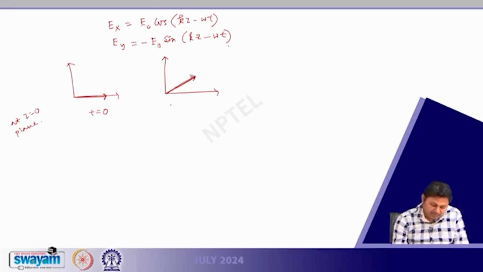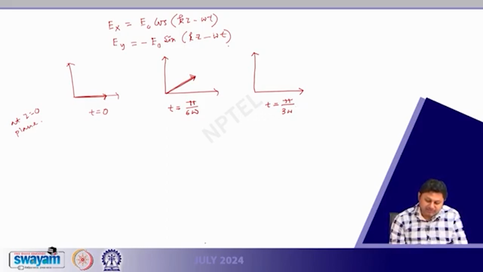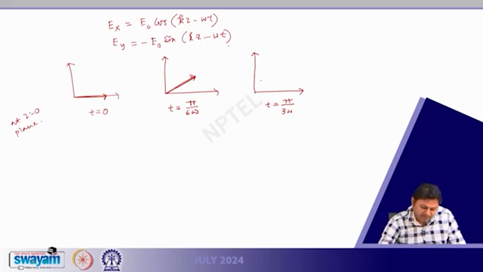This is at some point, say t equal to pi by 6 omega. Then I increase t more and I put t equal to pi by 3 omega, and when I put t equal to pi by 3 omega, I can find the value, and if you do that you will find the resultant amplitude will be somewhere here.